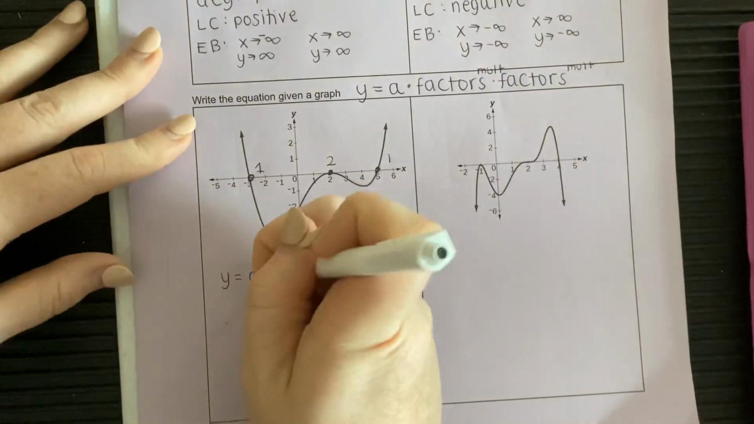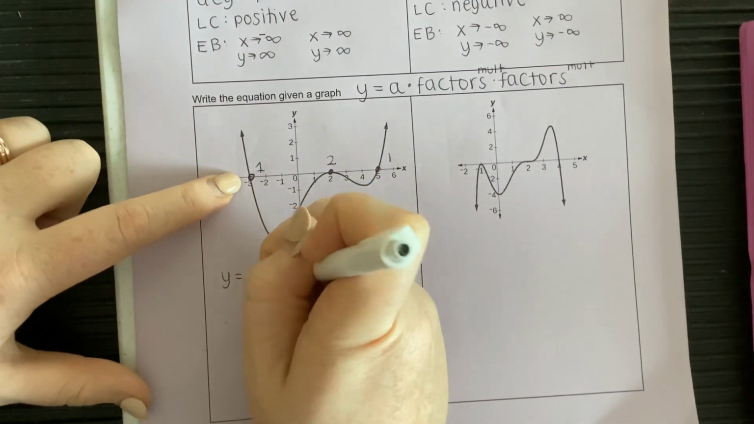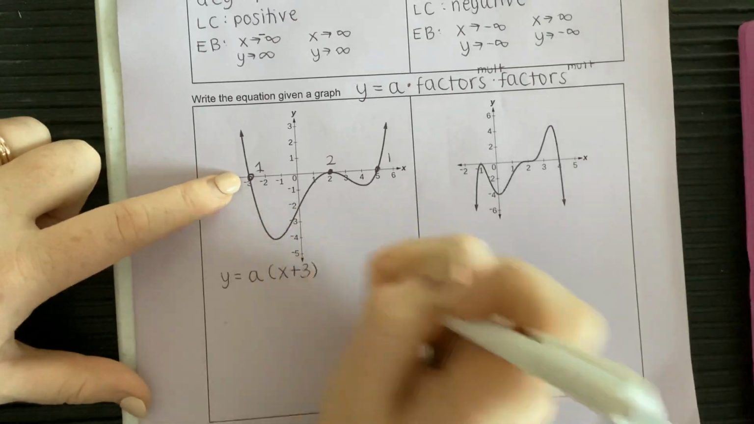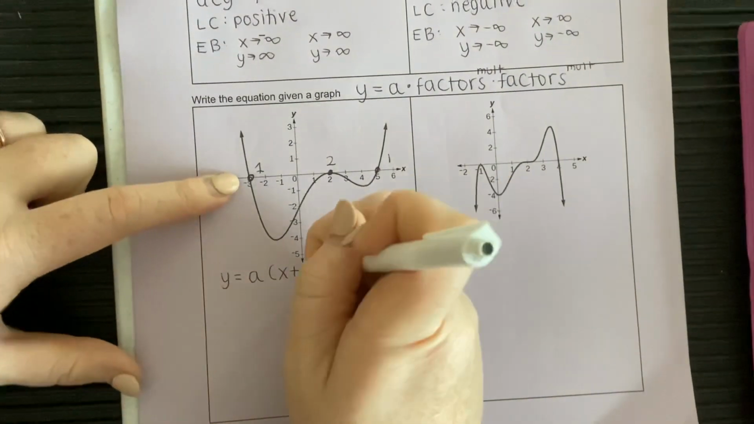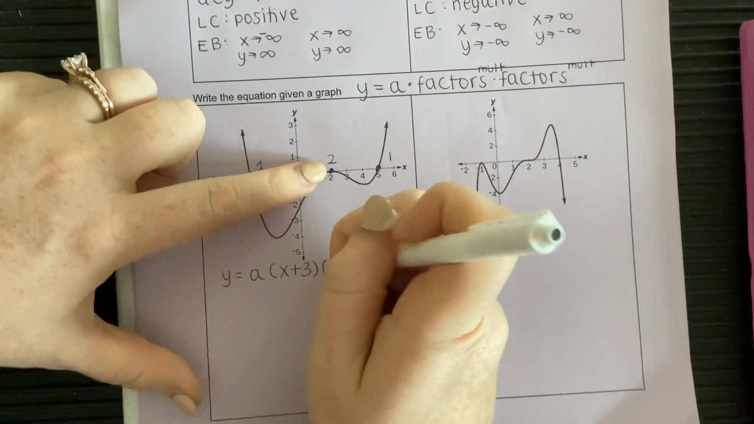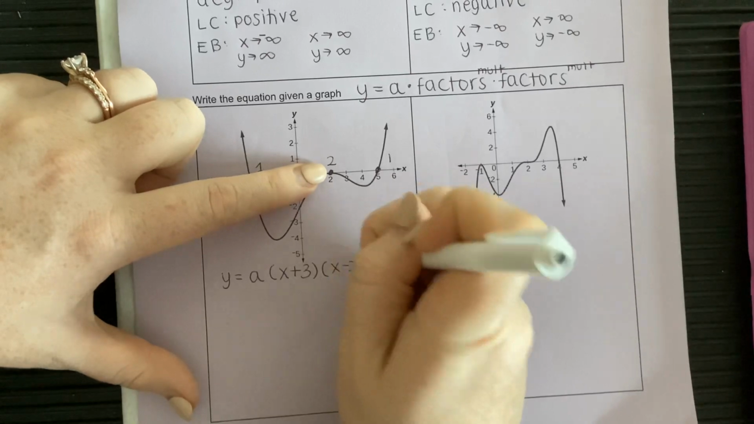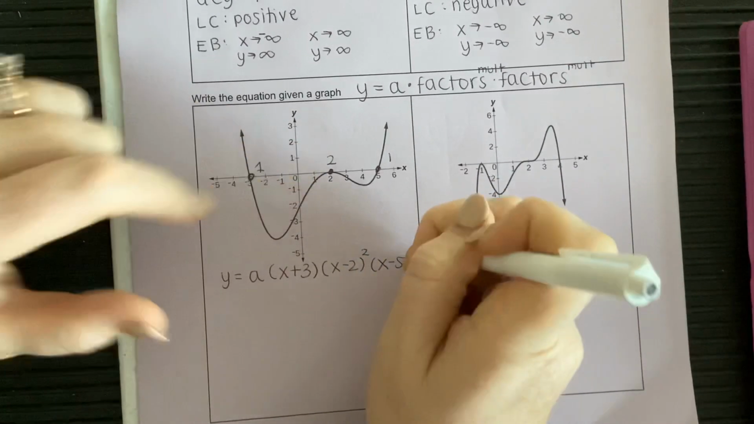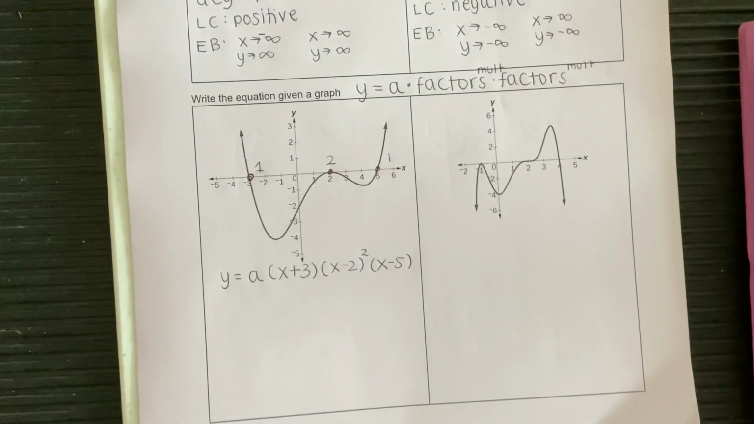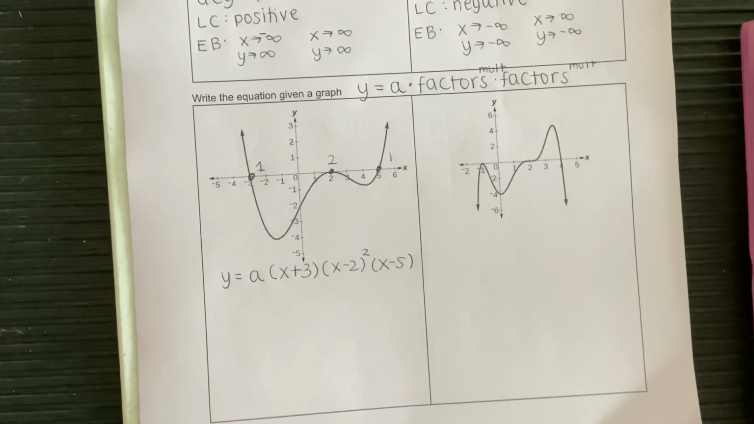And then we're going to write our factors raised to their multiplicity. So if it's at x equals -3, that means my factor is x plus 3. Remember, it's always the opposite. That's raised to the first power. I don't need to put the 1. A 0 at 2, that means I have x minus 2 raised to its multiplicity, which is a 2. Last one, x minus 5 raised to its multiplicity, that's a 1. So that's your basic starting point.